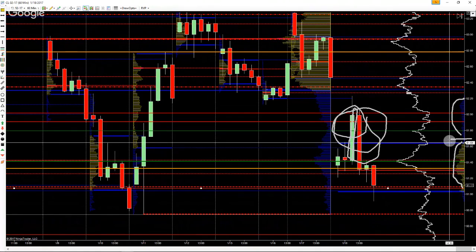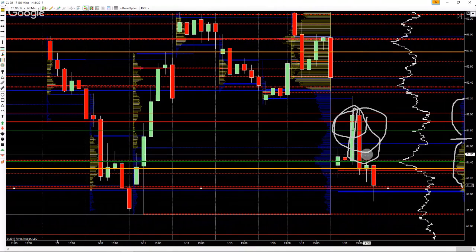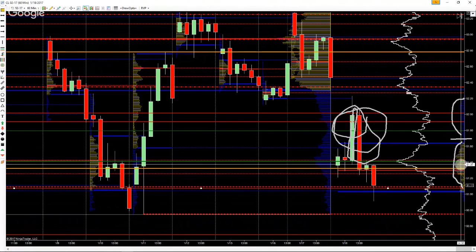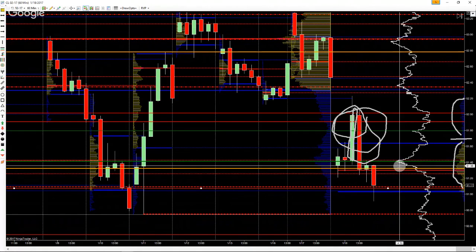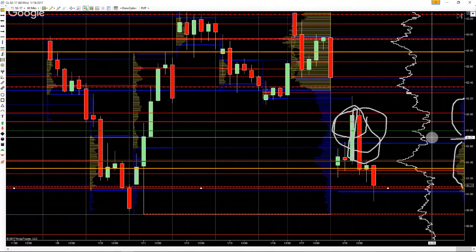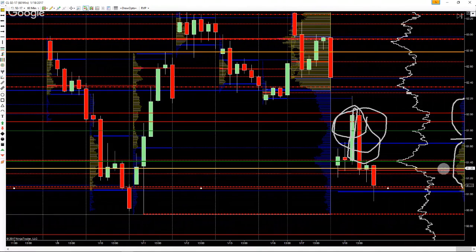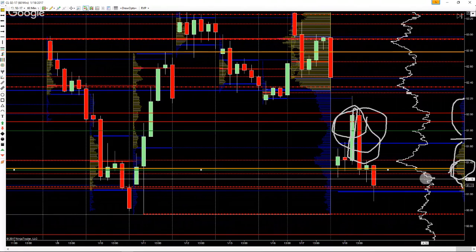So what this really tells us, this is after the fact, so I'm going to take that back for a second. Basically, what this shows us is that the market wanted to be trading right around here. I'll get an exact number for this. Right around 51.20. That's yesterday's point of control.